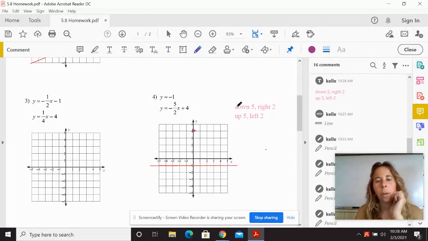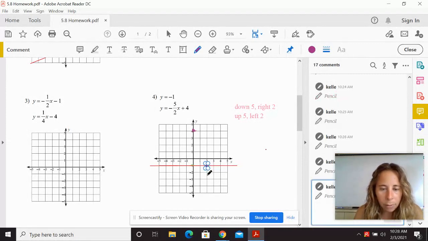So I'll do this one first. Down 5, right 2. Actually, I'm not going to do the other one because I don't have room on my graph. Down 5, 1, 2, 3, 4, 5, and right 2. I don't really have room to do it again, but you would go down 5 again. We'd be off the graph and then over 2. Okay, so it'd be like right there.